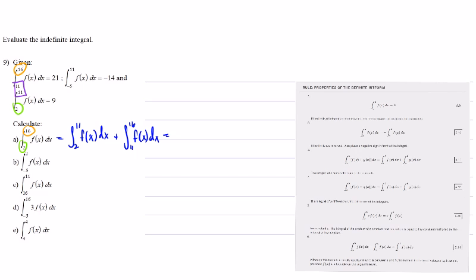That equals the total integral, and that's using this property here: if you want to go from a to b, you can add the integral from a to c with the integral from c to b, and that'll equal the integral from a to b. So that's what we're doing here. From what we have, the integral from 2 to 11 is 9, so we do 9 plus, and the integral from 11 to 16 is 21, so plus 21, and that equals 30.